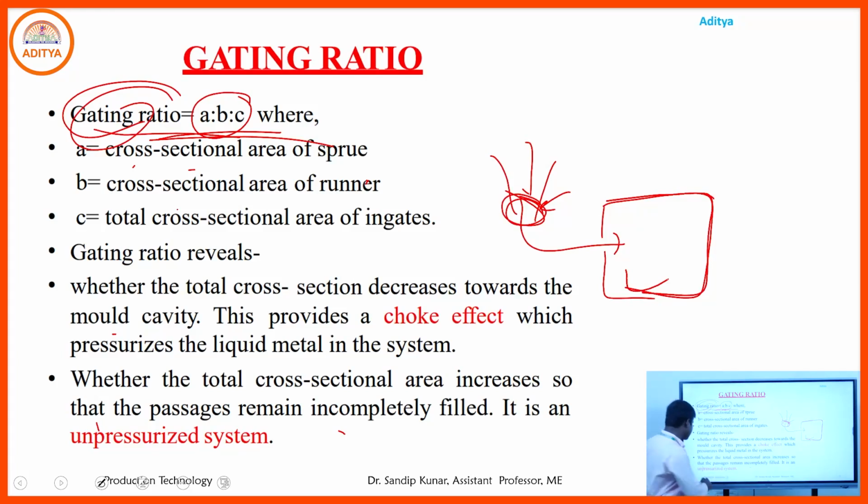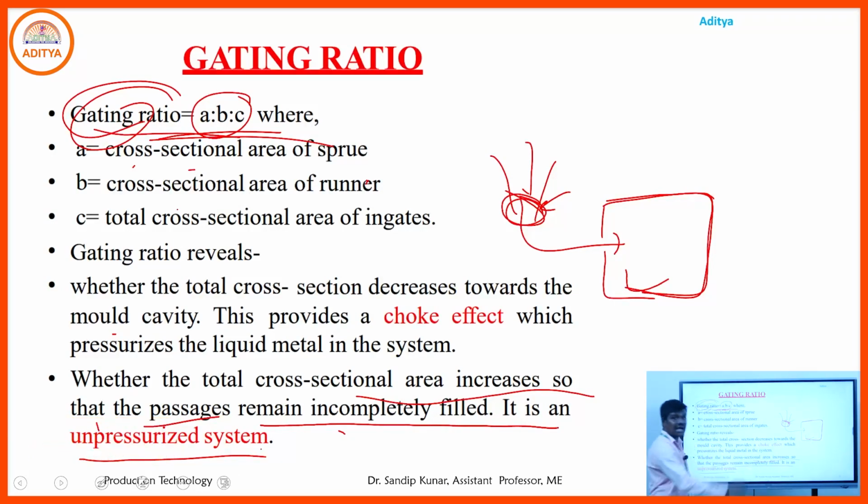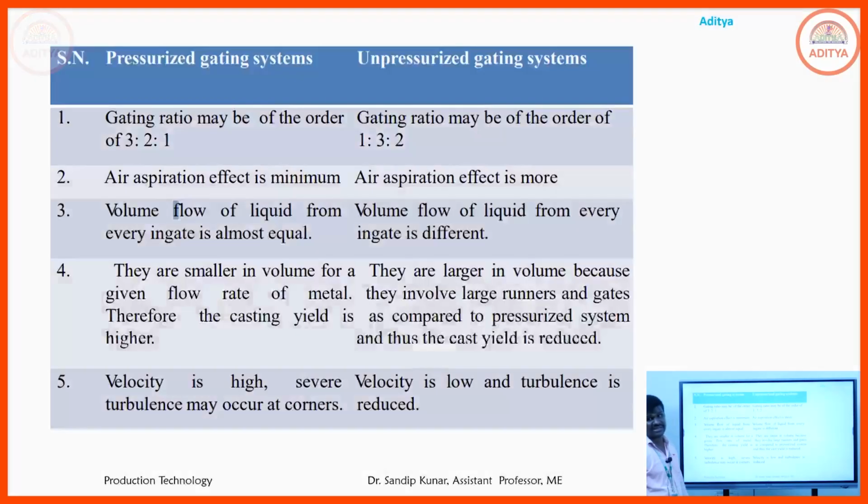So in that case it will flow as an unpressurized system, meaning the total cross sectional area increases, so the passage remains incompletely filled up. It is called an unpressurized system. Due to the presence of the choke effect, the pressurized system is maintained, and when you increase the total cross sectional area, it will maintain the unpressurized system. So what will be the difference between them?